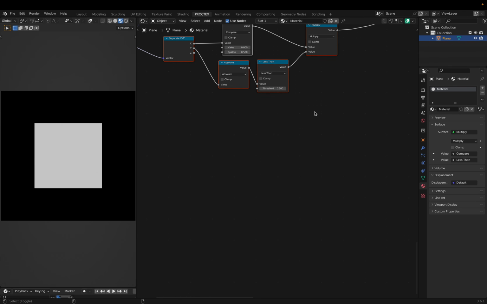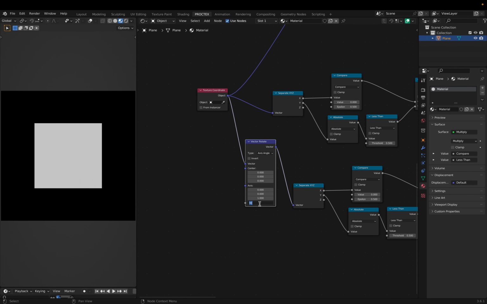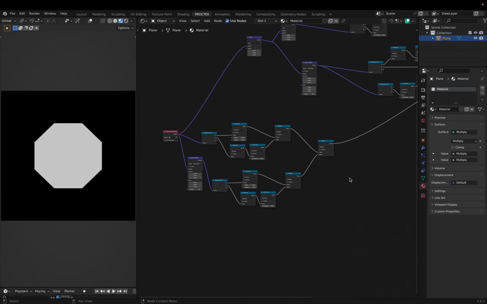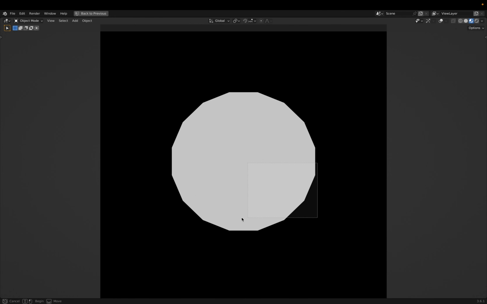If we duplicate this setup, rotate this by 45 degrees, and then multiply these two together, we can get an octagon. And here's a polygon with 16 sides. That is called a hexadecagon.